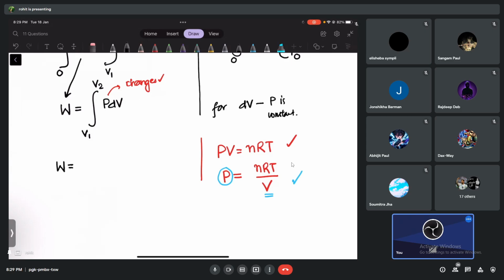Can I use this or not? Provided it is what process? It is an isothermal process. Otherwise there should be a power gamma. But this is not the formula, of course. But I think you understood what I'm trying to say.